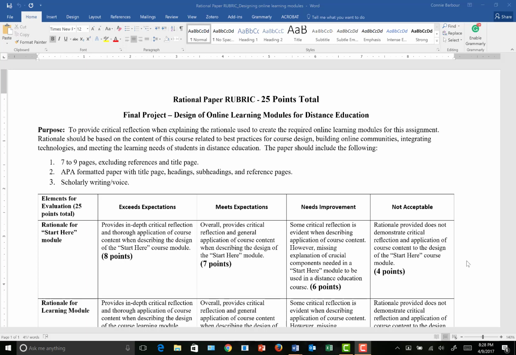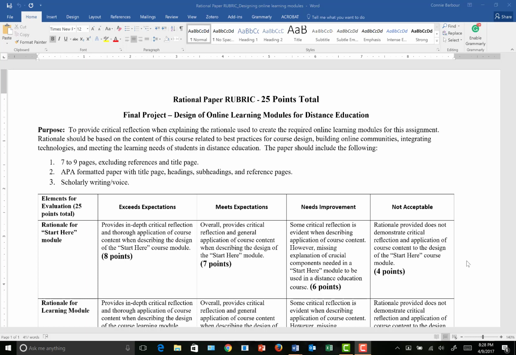All right, hi everyone. I'm going to spend the next few minutes just pointing some things out on the two rubrics that will be used for your final project. I've decided to go over the paper rubric first. So remember, this is a rationale paper. I expect it to be pretty similar to the paper you did probably a while back now.